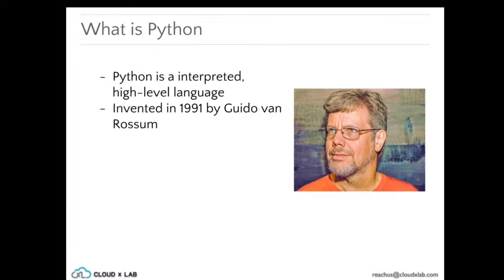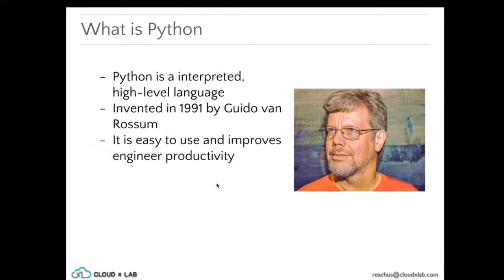It was invented in 1991 by the Dutch programmer Guido van Rossum, and one of the real advantages of Python is that it's very easy to use and it really improves engineer productivity. It might not be the most efficient language. Writing the same code in C or C++ might give you more efficiency, and the code might be faster. Even better, if you write it in a low level language like assembly, it will be even faster. But the real advantage of Python is that it's really easy to write, easy to read, and therefore easy to learn, and therefore it dramatically improves engineer productivity.